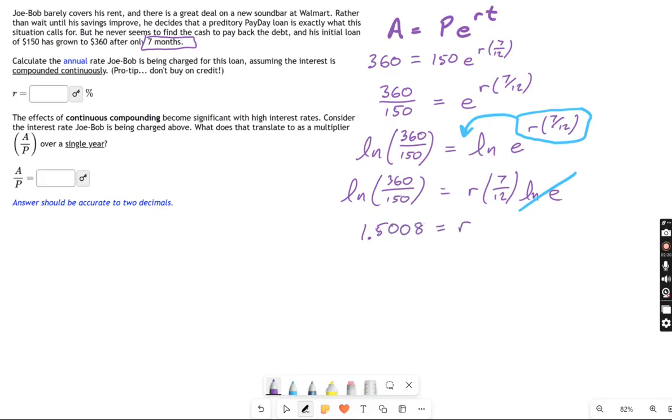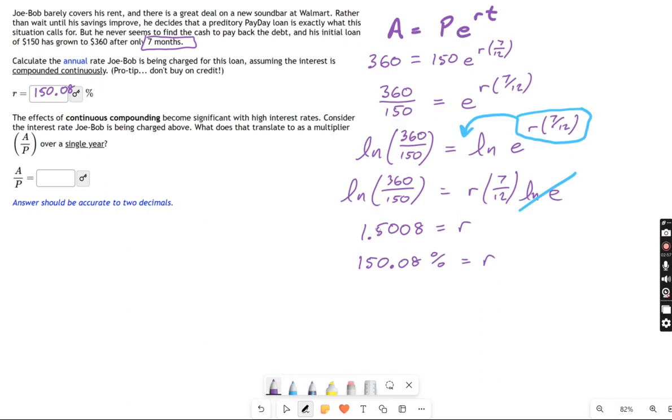You might look at that and say, oh, that's not so bad. It doesn't sound like a lot, except when you realize this is a decimal value. It's not a percentage. This is not 1.5%. This is 150.08%. That's outrageous. So here you go. There's your answer for this first part. It's almost absurd how much is charged here. But that's only over 7 months.